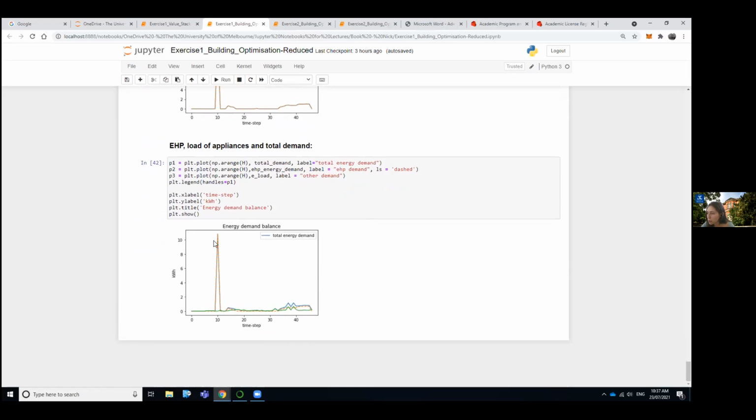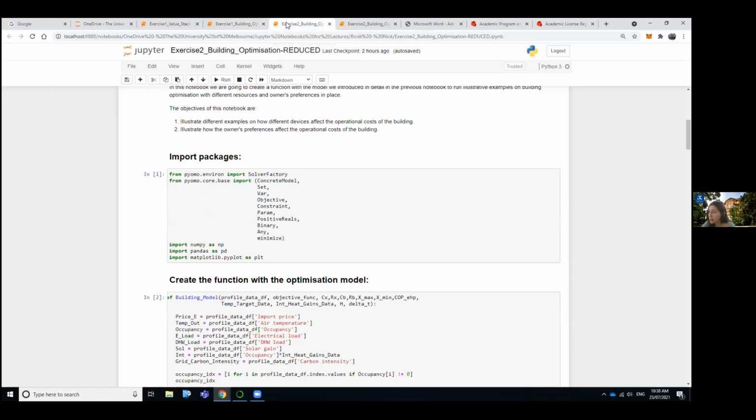So in blue, we have the total energy demand. Then in dash is the electric heat pump demand. And then the other load, it's in green here. And we see how everything follows, everything is working well. And now we can move on to another exercise.